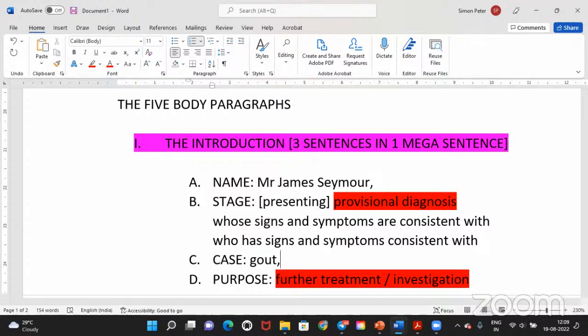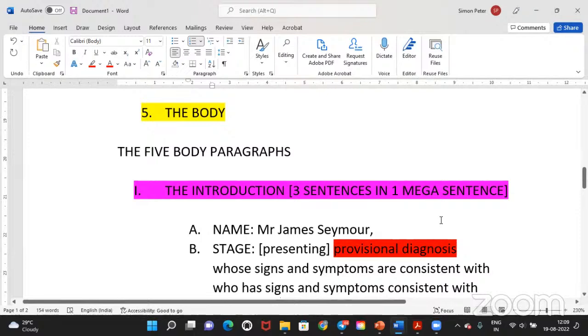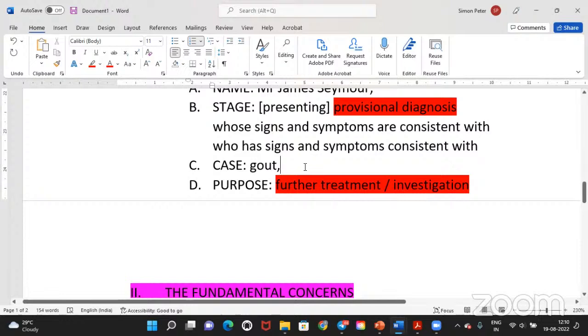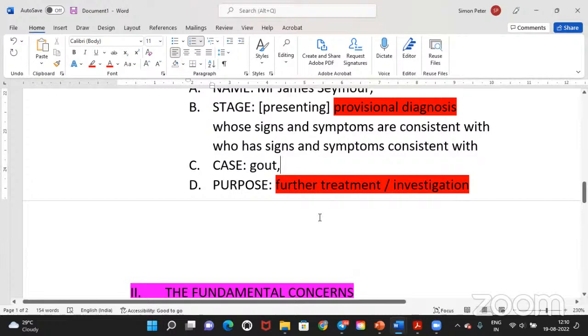Now you are writing the second part, the purpose of the letter. So three things: you are introducing the person, then the purpose, and then the stage. Now, you are sending him there. Now let us see here. Requires purpose. Write down here purpose. Gout.